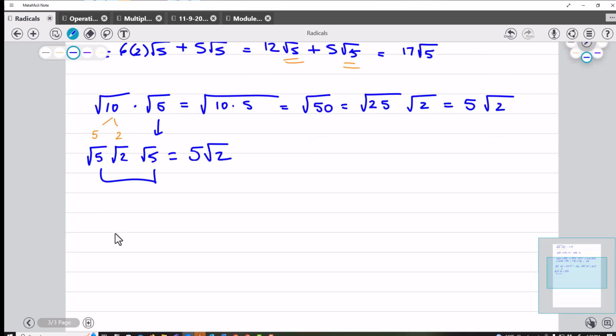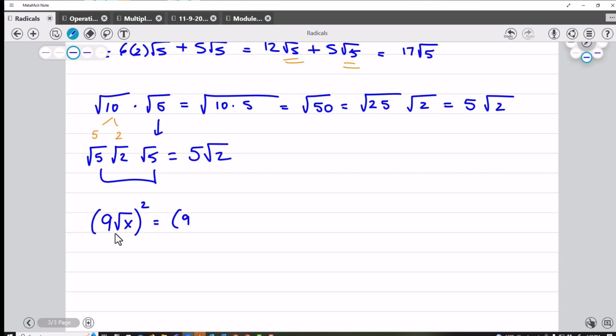Let's see what else we got. So if I have something like 9 square roots of x quantity squared, what this means is 9 square roots of x times 9 square roots of x. I think 9 times 9 is 81. The square root of x times the square root of x is just simply x. You can distribute as well.